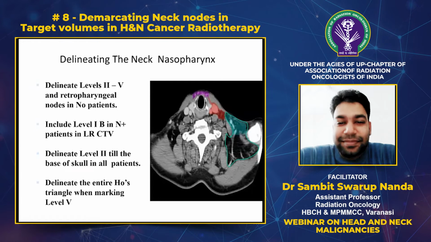The 1B group of lymph nodes are usually not involved. So unless there is a N plus disease, we should not take into account the 1B group of lymph nodes, or it can be taken in the low risk CTV. In case of N plus disease, it can be taken in the low risk CTV if the involved lymph node is at level 3, 4 or in retropharyngeal group. But if the involved lymph node is at the level of level 2, then one adjacent lymph node, that is the 1B, has to be taken in the high risk CTV.